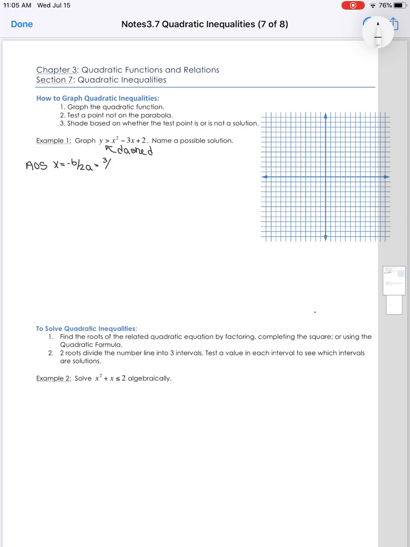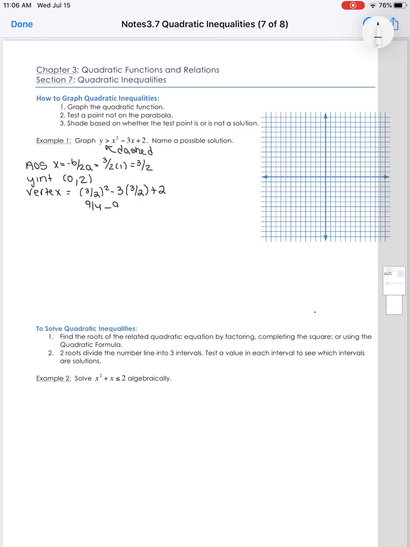And then in order to graph it, we're going to use some of our knowledge from the beginning of the chapter. So we're going to calculate the axis of symmetry, which is x equals negative b over 2a. It doesn't matter if there's an inequality, the values are all going to still stay the same. So we have 3 over 2 times 1, which is 3/2. Our y-intercept is still the c value, which is (0, 2).